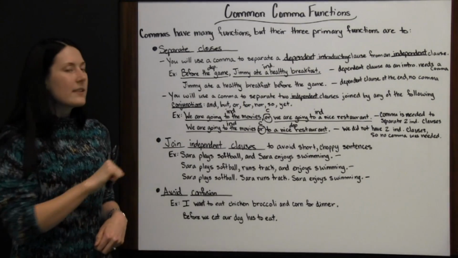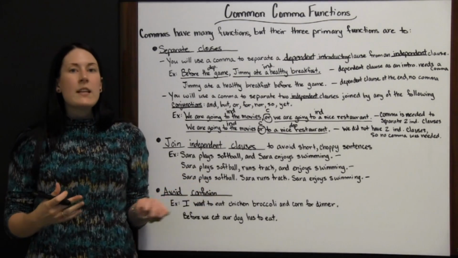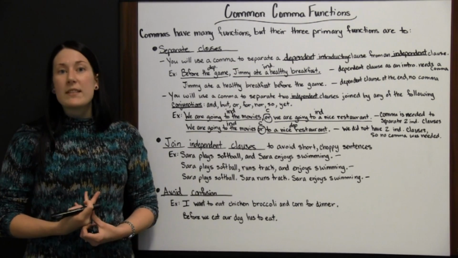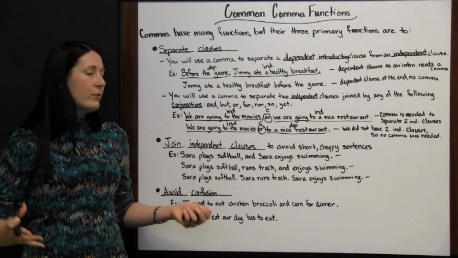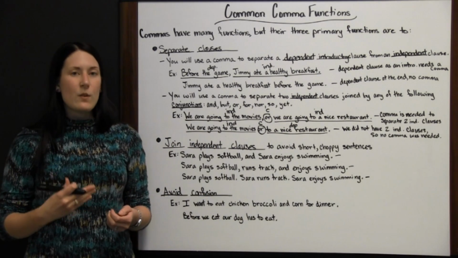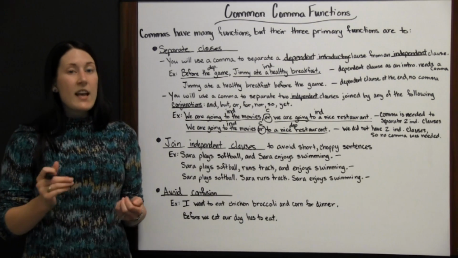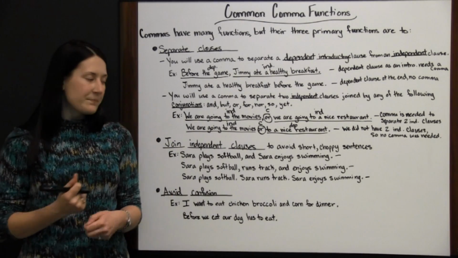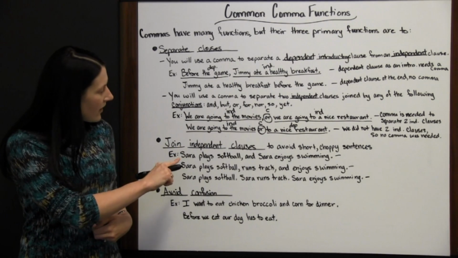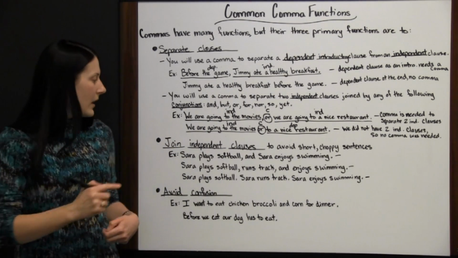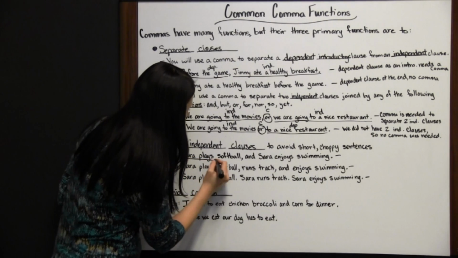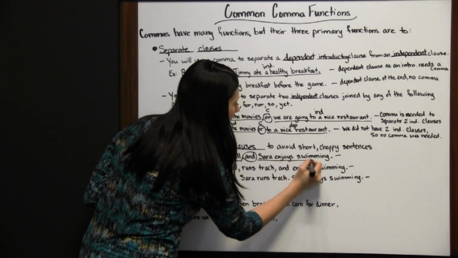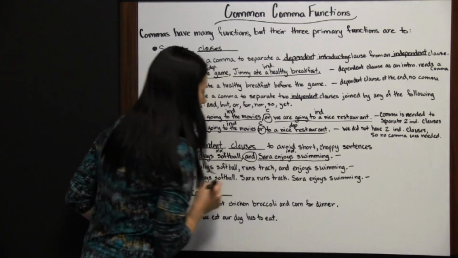Okay, now let's look at the second primary function of a comma: to join independent clauses, to avoid short, choppy sentences. So generally, whenever we are going to join independent clauses, we're doing it so that we don't have a series of short, choppy sentences. Now you're going to see that this might look a little similar to where we separated independent clauses. Sarah plays softball and Sarah enjoys swimming.